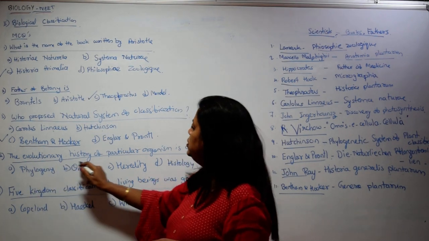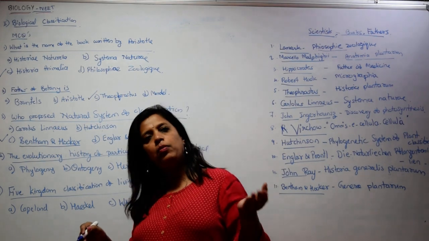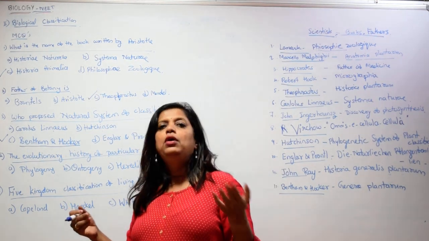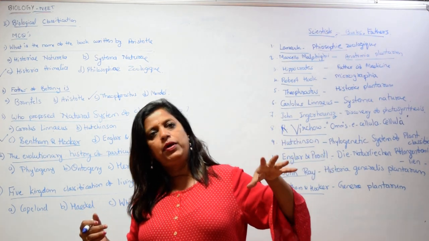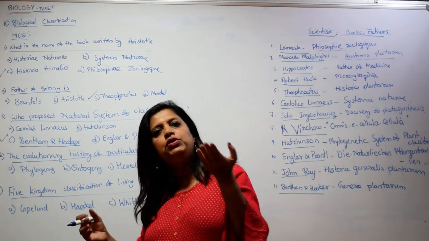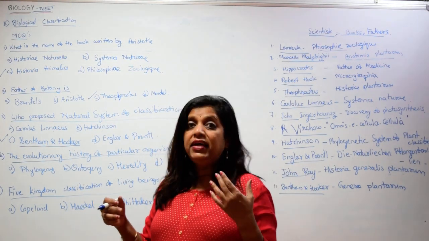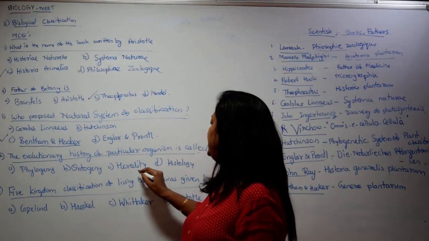Now, when you talk about evolution, it means when a plant originated with a simple character, how it went on modifying and became complicated, how the evolution happened. That evolutionary history of a particular organism, what do you call it? Is it phylogeny, ontogeny, heredity or histology?